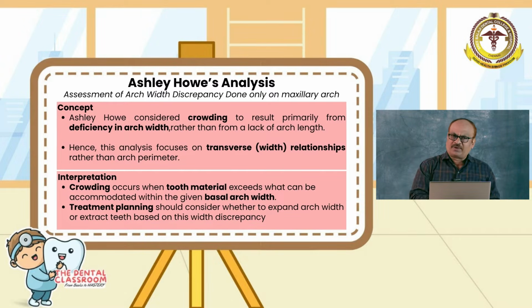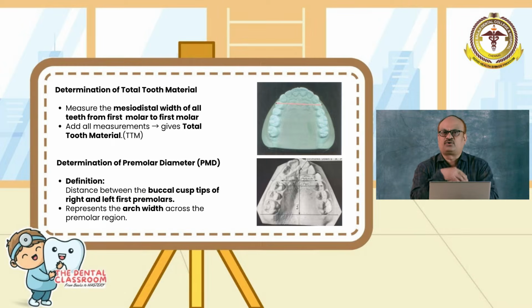So treatment planning should be considered now: to expand the arch or not to expand the arch, if it is possible to expand the arch at the canine fossa region or the first premolar region. So what he does is determination of total tooth material. From first permanent molar to the other first permanent molar, the 6 permanent teeth, he called total tooth material.